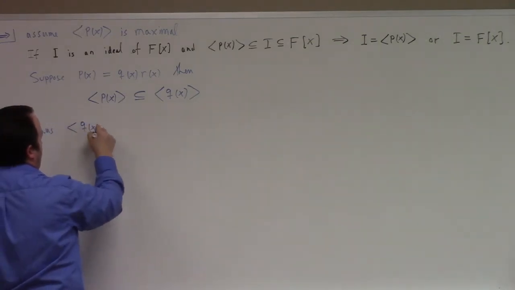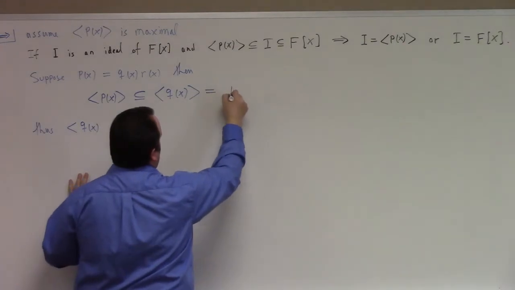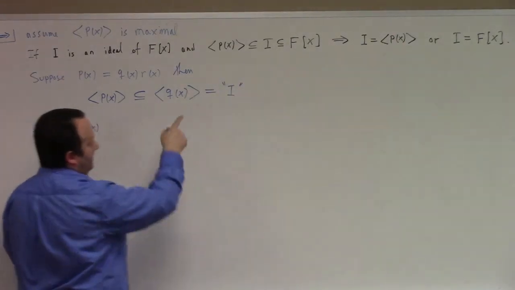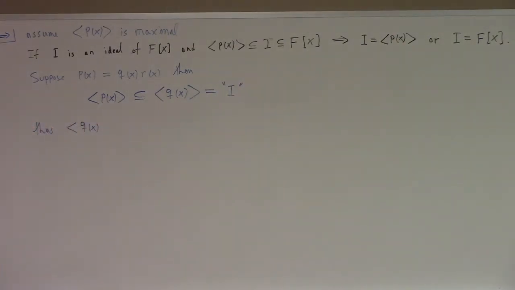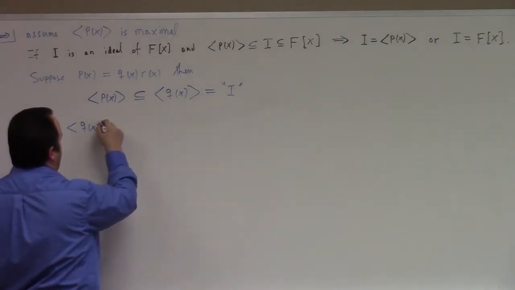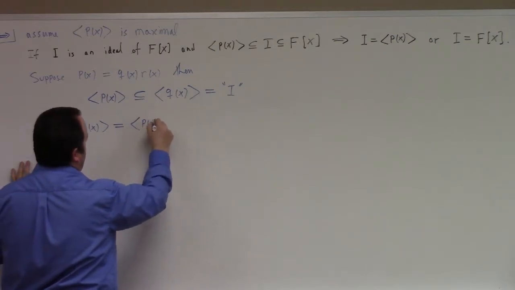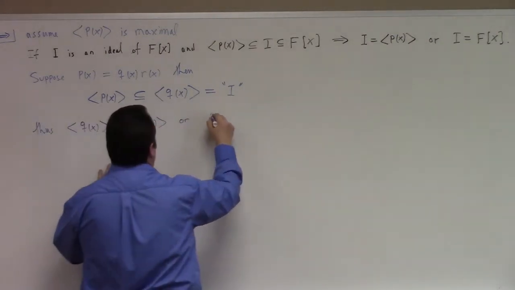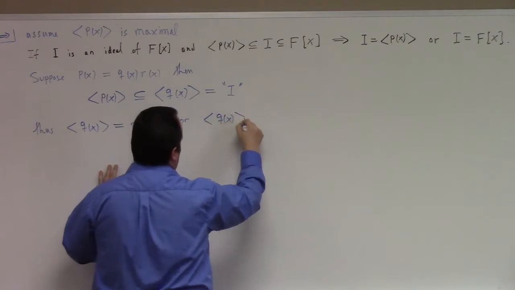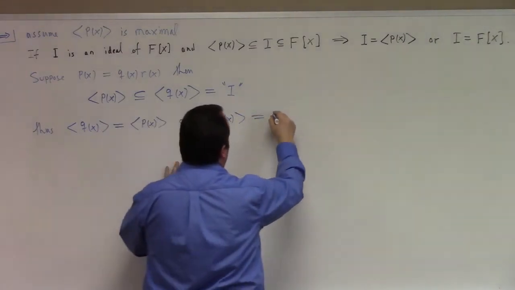So the ideal generated by Q of x is like my quote-unquote I, right? That's the ideal that's possibly between the ideal generated by P of x and the whole polynomial ring, right? So thus the ideal generated by Q of x is either equal to what? It's either equal to the ideal generated by P of x or what? The whole thing, right?